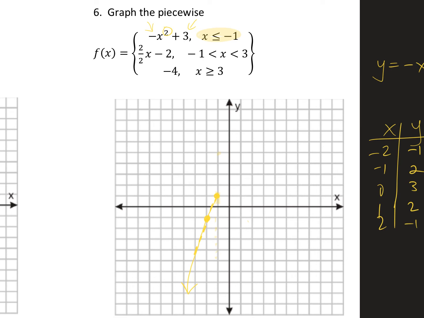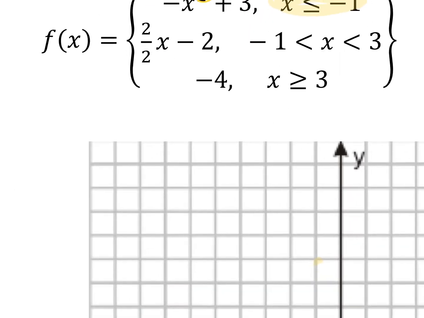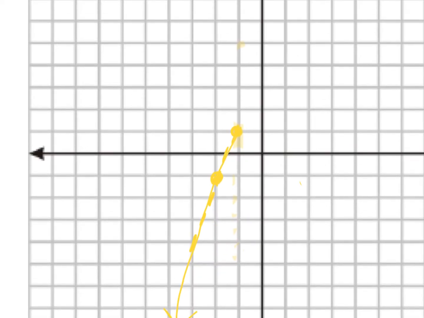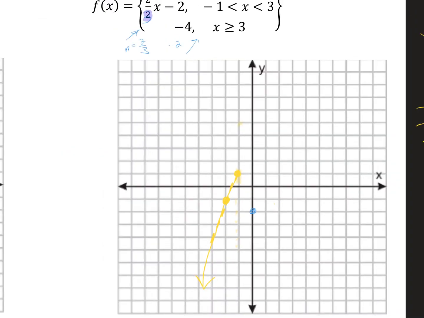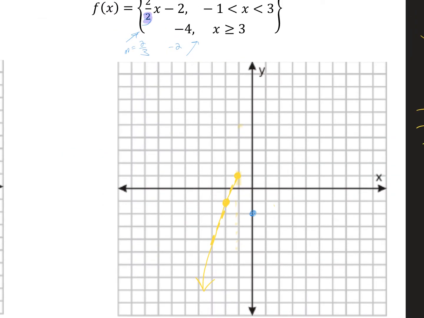Good. Your next one says it should be 2/3, right? We changed it yesterday. 2/3 x minus 2. You guys don't have to do much work for this other than recognizing that your slope is 2/3 and your intercept is at negative 2. It's an upward sloping line because it's positive. So I'm going to go to negative 2 and it's 2/3. So up 2/3, down 2/3. Up 2/3. You have a general idea of what your line looks like.